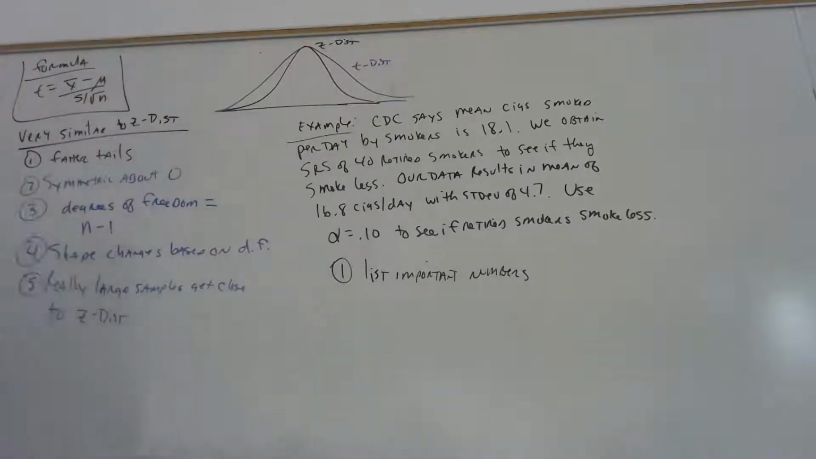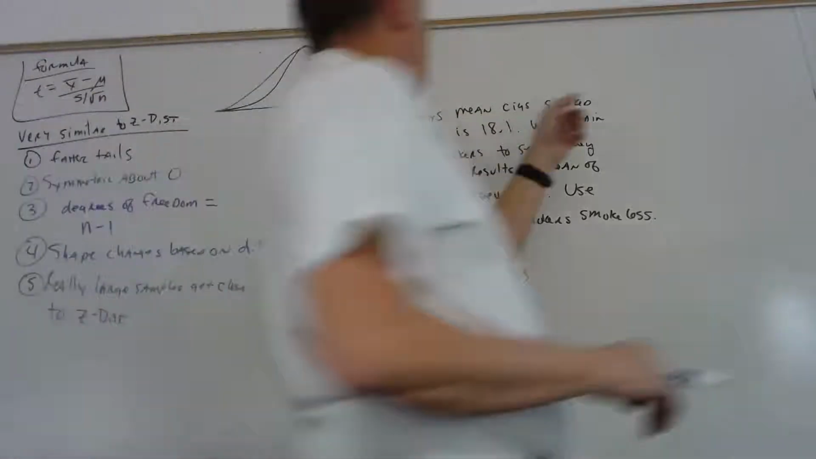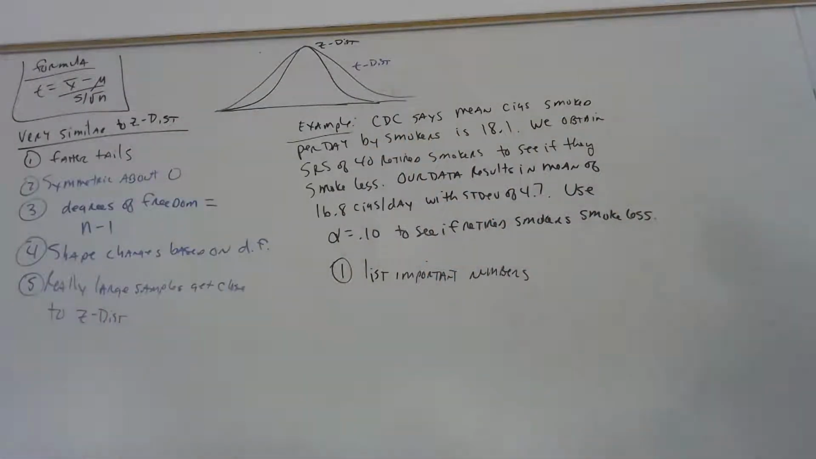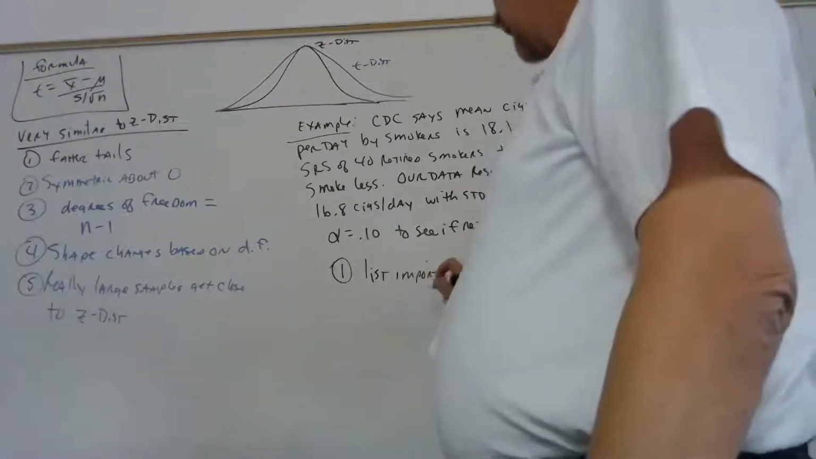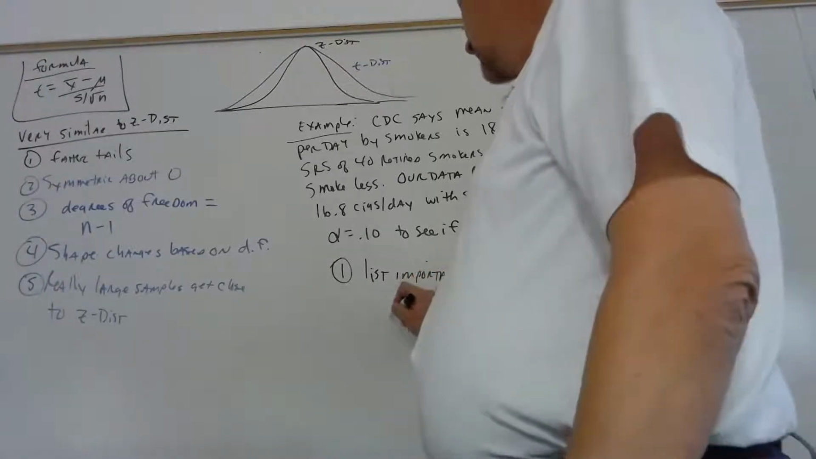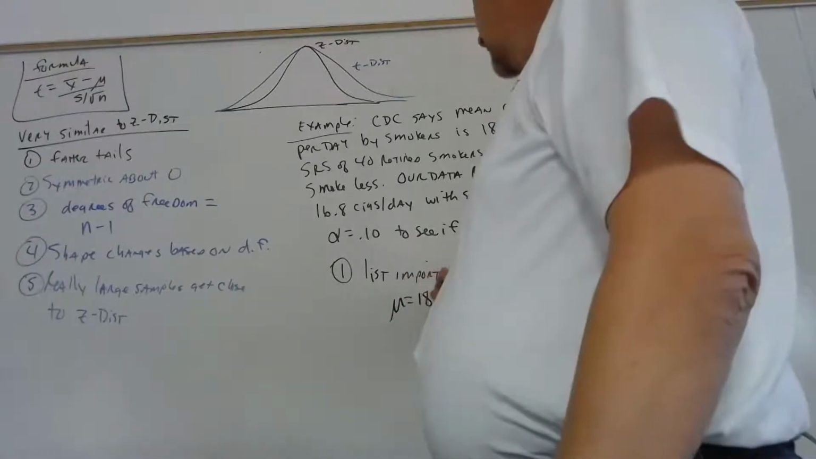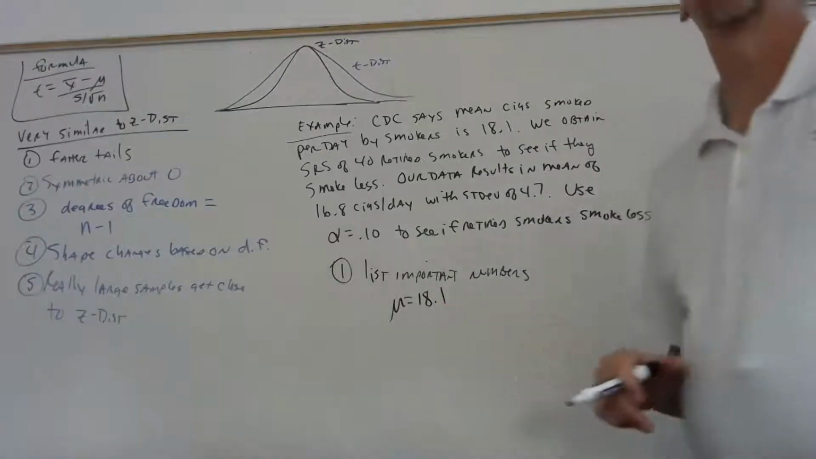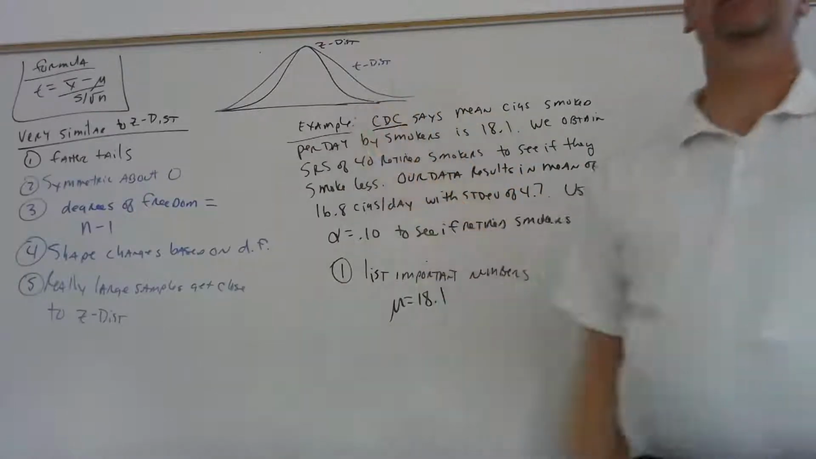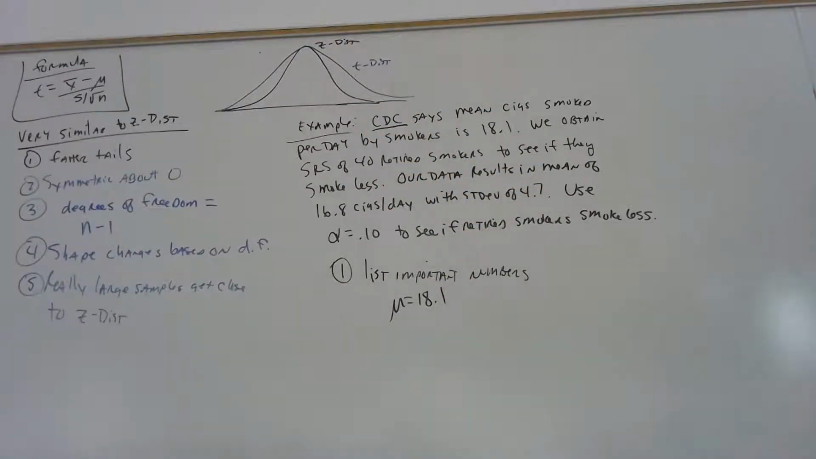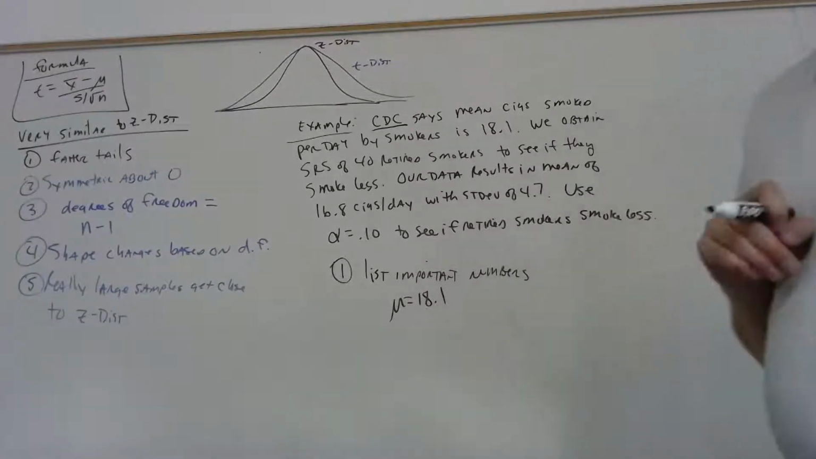Okay, can you help me do that? So just go through here. CDC says the mean cigarettes smoked per day by smokers is 18.1. I would say that's important. That is important. Okay, what is that? It's mu equals 18.1. And why did you pick mu? Because it's about the population. We assume that the CDC knows what they're talking about, right? Okay, so we think that's a population number. We obtain a simple random sample of 40 retired smokers.